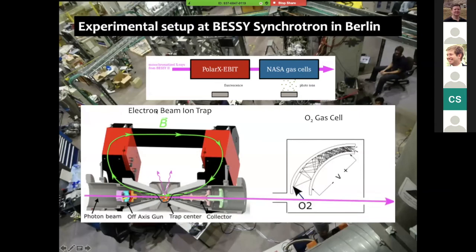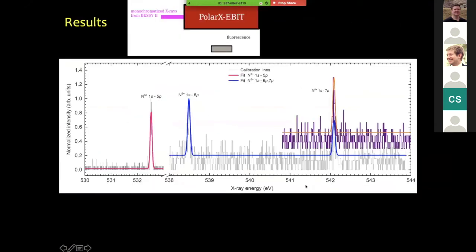We get the monochromatized X-rays from BESSY II. It enters our EBIT, photoexcites ions like hydrogen and helium-like nitrogen and oxygen, and then it leaves the EBIT and enters the gas cell, where we fill the gas cell with molecular oxygen. The photon beam simply photoionizes the molecular oxygen, and we measure the photoions with a channel electron multiplier. Two minutes, done. This is the typical spectrum that we get from the PolarX EBIT.